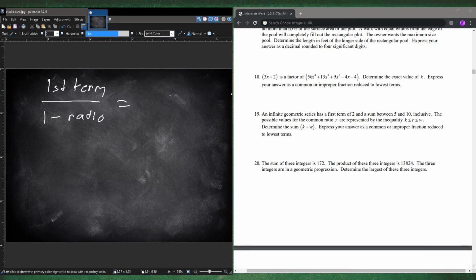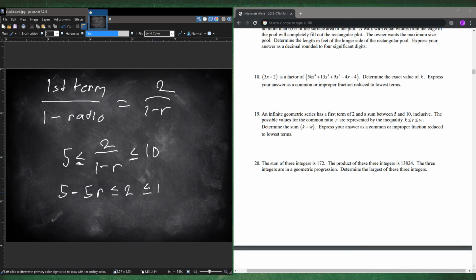So our first term is 2, and our ratio is r. So we know 2 over 1 minus r, that's the sum of the infinite geometric series, and it has to be between 5 and 10. And it's inclusive, so it has to be equal to, right? Because it has to include 5 or 10. So all we have to do is multiply both sides by 1 minus r, so that's 5 minus 5r less than or equal to 2, less than or equal to 10 minus 10r.